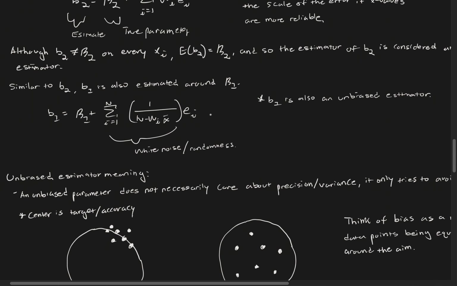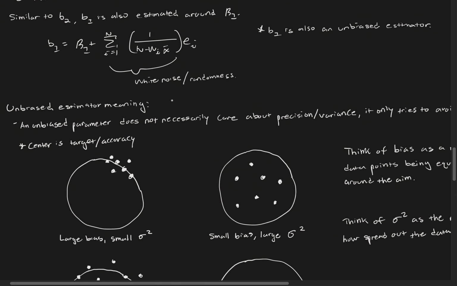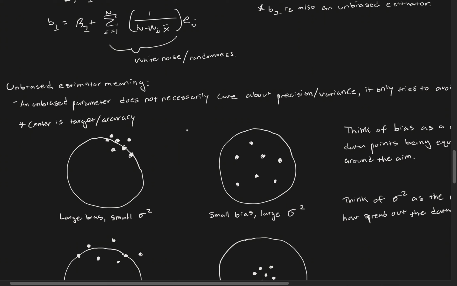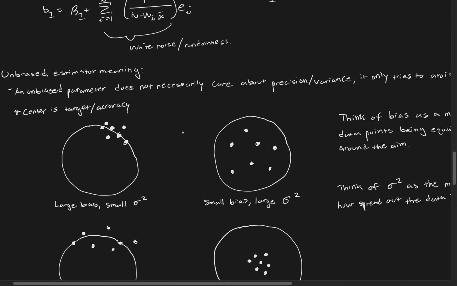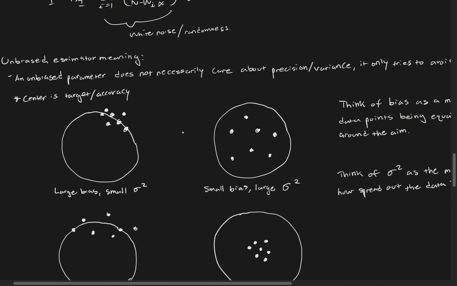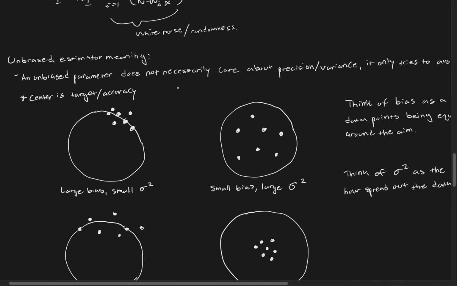And then similar to b2, we have b1, which is the intercept. It's given by, again, the quote-unquote true parameter plus the randomness, and we will also say b1 is an unbiased estimator. Okay, so that leads us to what an unbiased estimator actually means. An unbiased estimator doesn't really account for the precision or the variance. Rather, it focuses on being unbiased.